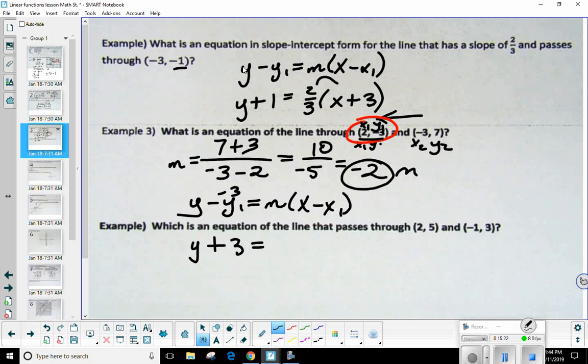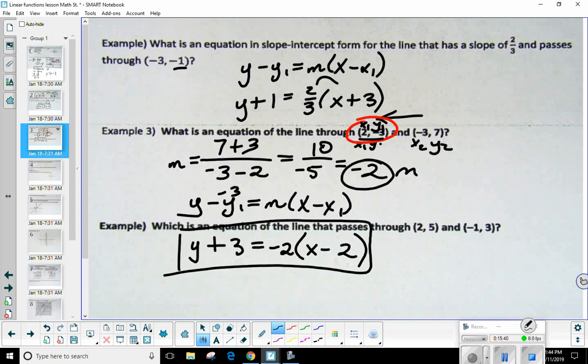Negative 2. So I'm just going to plug it right in, times x minus, now what am I plugging in for x1? 2. Okay. But it's not like this one, we're not subtracting a negative, so minus the 2, nothing changes. So if we wanted it in point slope, that's all I need. Does anybody want to rewrite that in slope intercept? No? Okay.